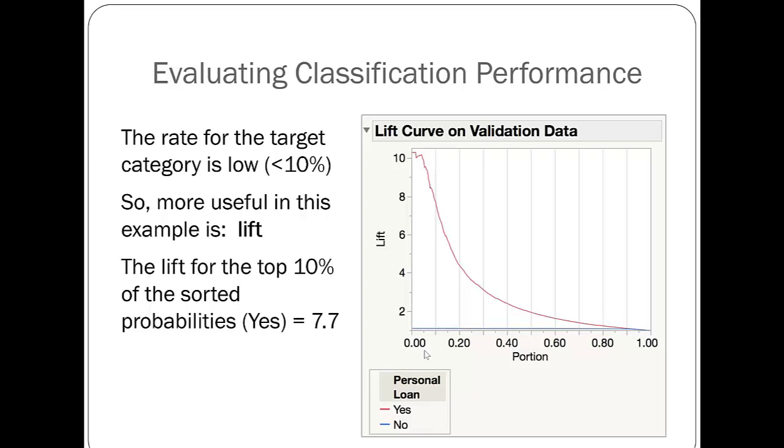And to remind you how this works, if we look at the first 10% of the data set, we are 7.7 times more likely to identify someone as a loan acceptor.